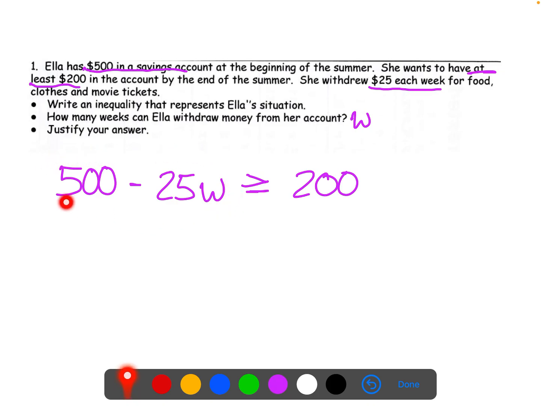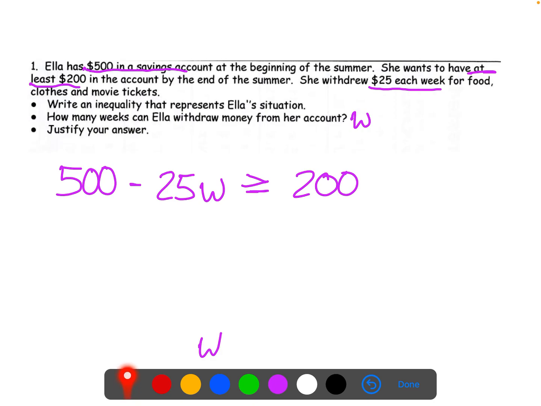So that's the inequality that we're going to use to represent this. This is what is happening in her account. This $500 is being reduced $25 each week, but as long as we keep this amount greater than or equal to 200, we are good to go. So when the question asks how many weeks can Ella withdraw money from her account, now we're going to solve for W. So just like an equation, we're going to do the inverse operations. We're going to do it to both sides to keep things balanced, and we will ultimately figure out what W equals. So let's do that.